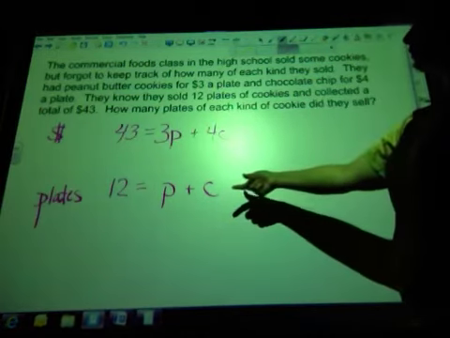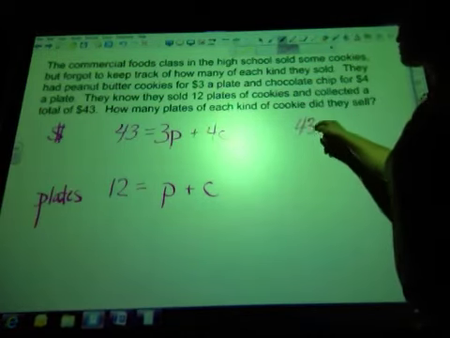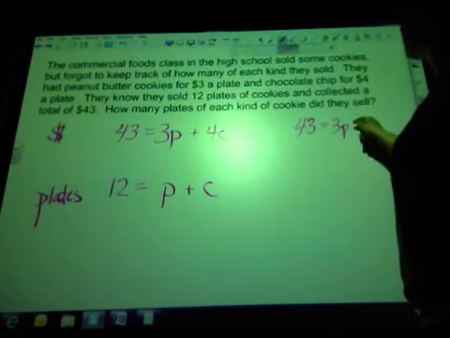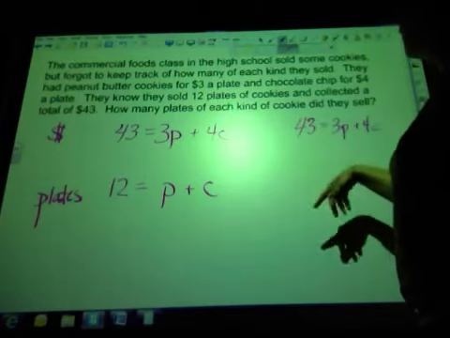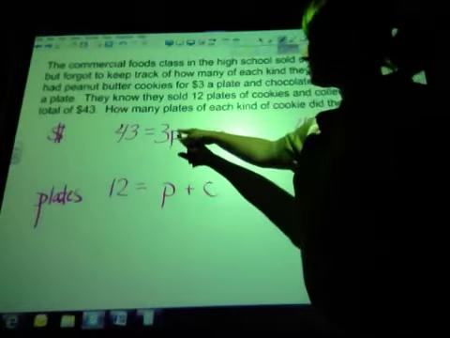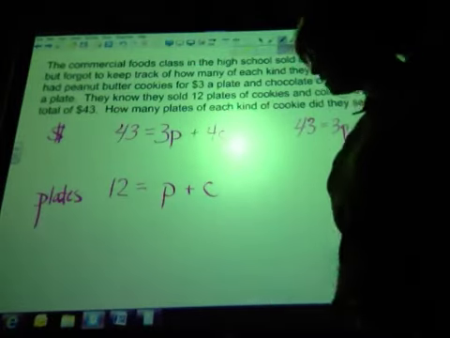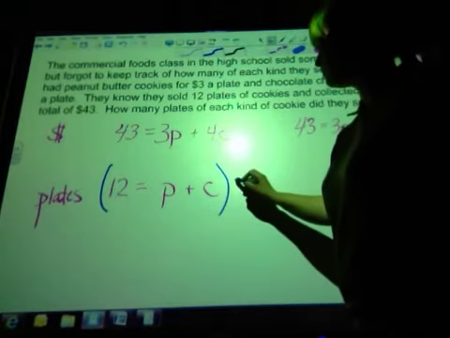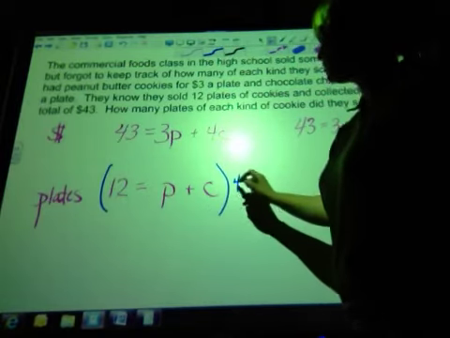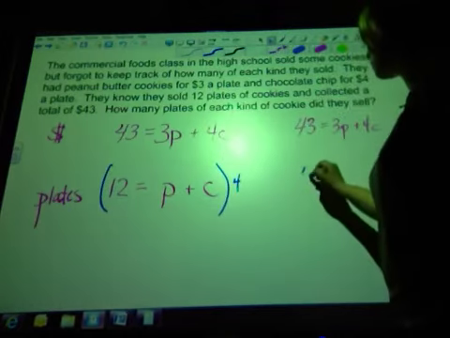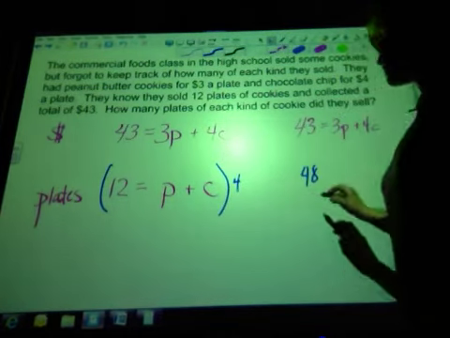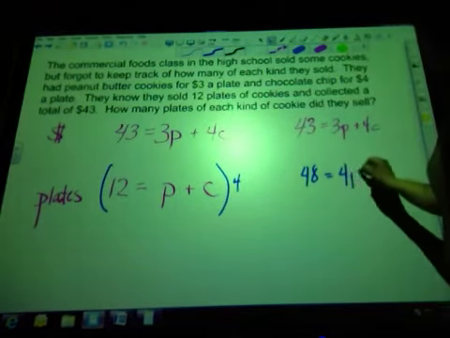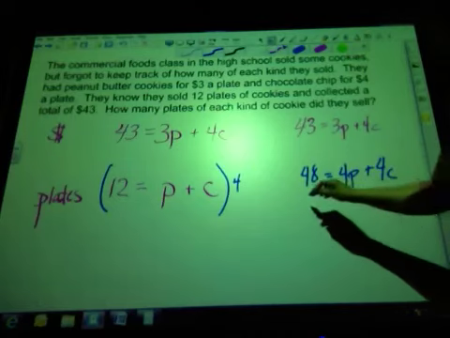This is better set up for elimination, so I'm going to go with that. I'm going to get these to be the same, so I'm going to multiply everything in this bottom equation by 4. So 12 times 4 is 48, 4 times p is 4p, and 4 times c is 4c.